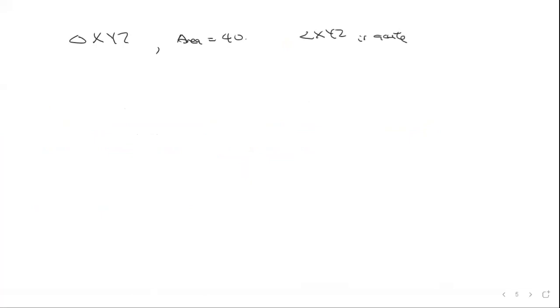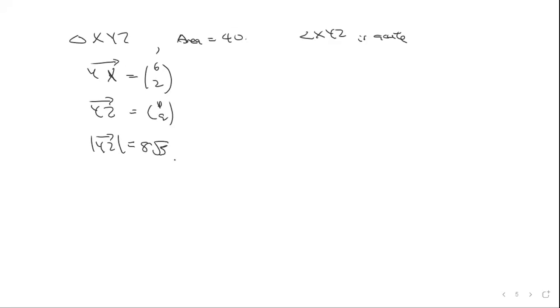Now we know YX, and remember it's a vector, so the direction is important, is (6, 2). YZ is (P, Q), and the length of YZ is 8 root 5.